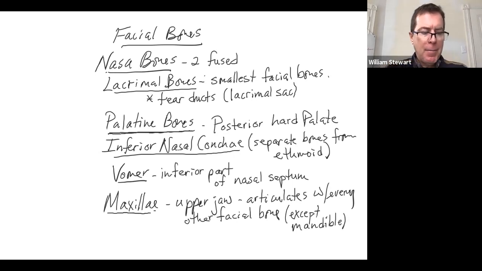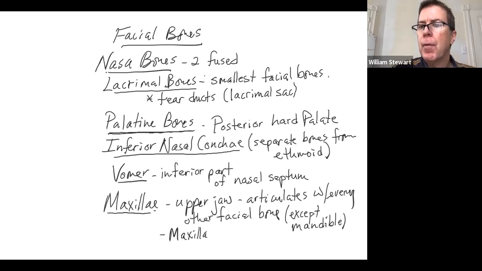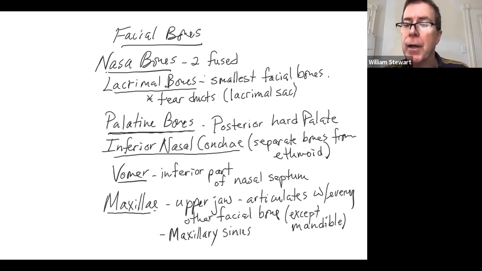The maxillary sinus, so it contains a sinus. Remember, a sinus is just a mucus-lined air cavity. The sphenoid had a sinus, the ethmoid had a sinus, the maxilla has a sinus. So there's a sinus technically on both sides of the maxilla. So I'm just going to write maxillary sinuses.